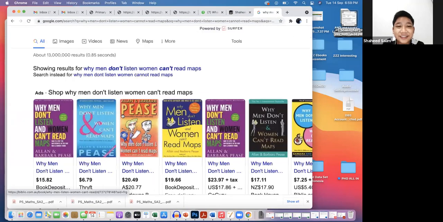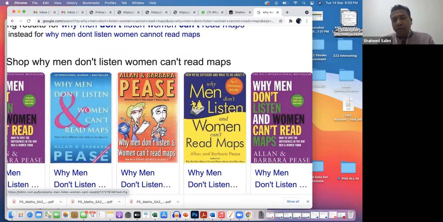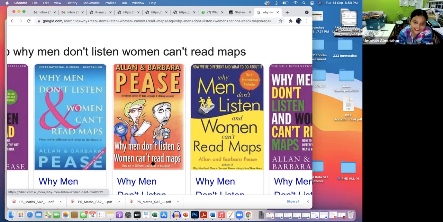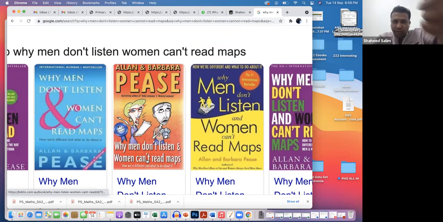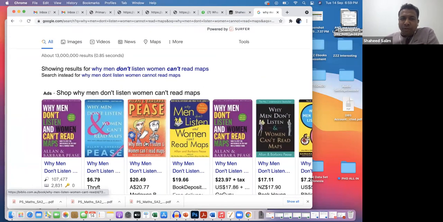Seriously? Yeah, this book actually says why women cannot read the map and why men cannot listen. So for women, they need to turn the map. And for men, normally they are not listening. You tell them a problem, they want to go and solve the problem. They're not listening. So this book tells you the differences. So what's the difference?